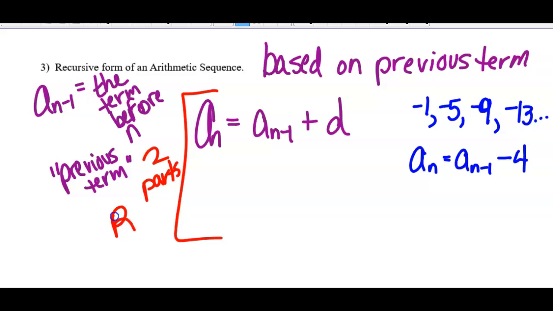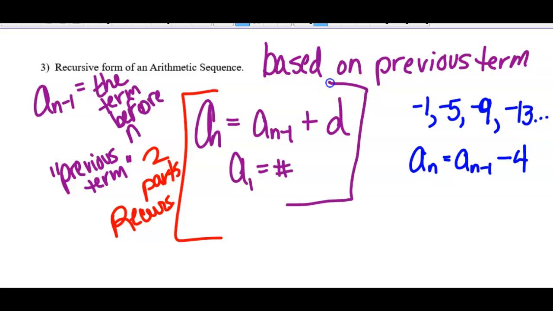But there are always two parts to any recursive formula. You have to also tell me what the first term was. Okay, so you have to tell me how to get to the next term, what difference to add, but you also have to tell me what the first term was. And you can do that in any order. I'm not going to be picky.